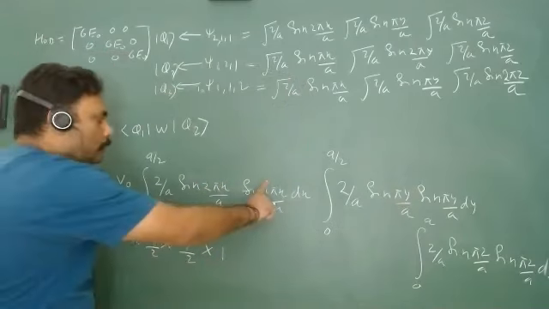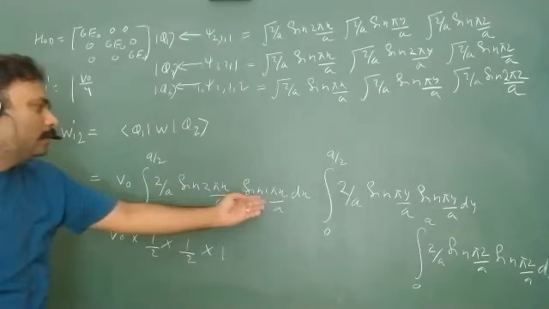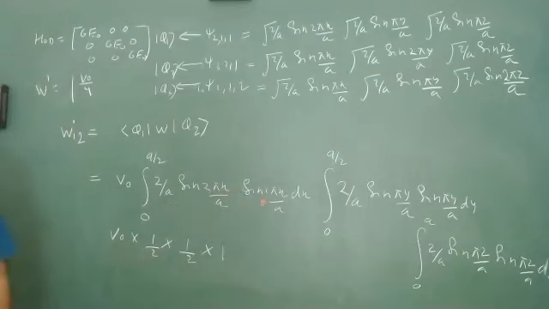Excuse me, sir. In first integration, the second term is sine 2 pi x by a. Repeat. Then it will become sine square 2 pi x by a. So multiply this, it will be sine square, won't it?